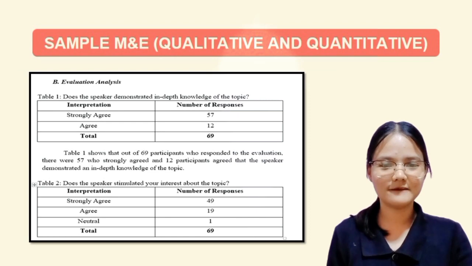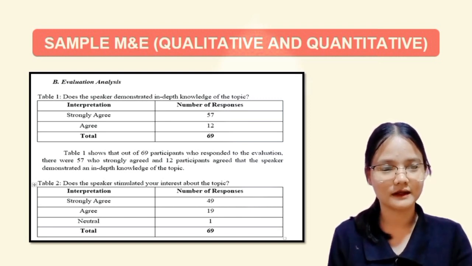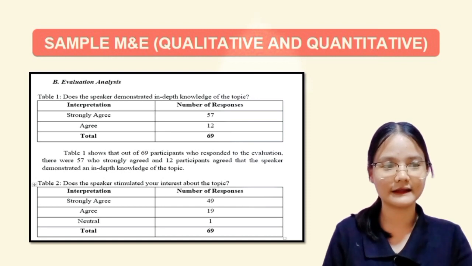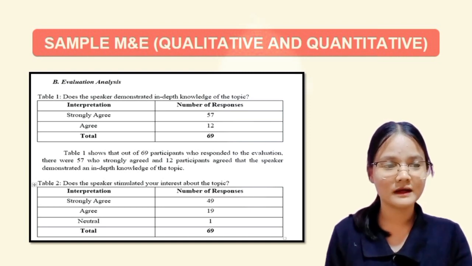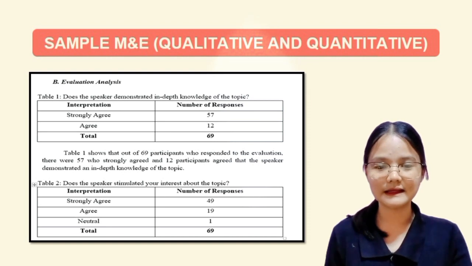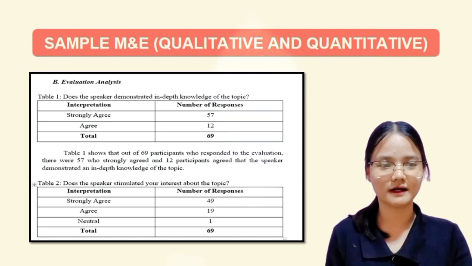sample na ito. In evaluation analysis, we can include a description of the numerical rating system to be used when creating an evaluation form. For example, you may decide to use numbers, like 1 for unsatisfactory rating and 5 for superior work, or using strongly agree and neutral scale in answering questions like, does the speaker demonstrate in-depth knowledge of the topic, or does the speaker stimulate your interest about the topic? Sa sample here in Table 1 and Table 2, sumasagot yung question in strongly agree or agree.